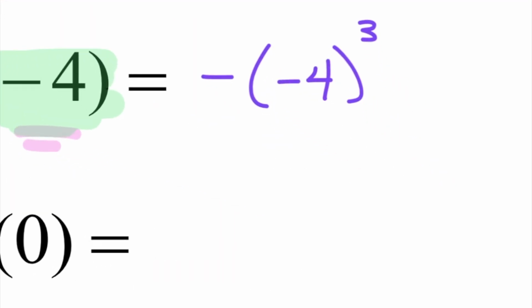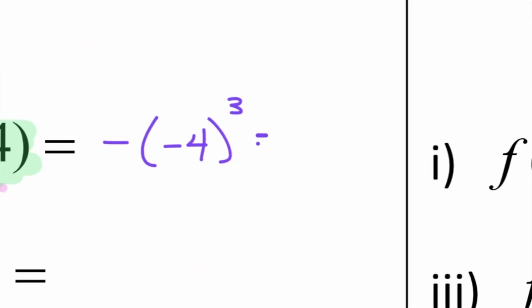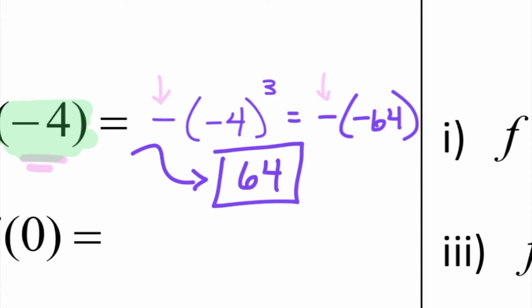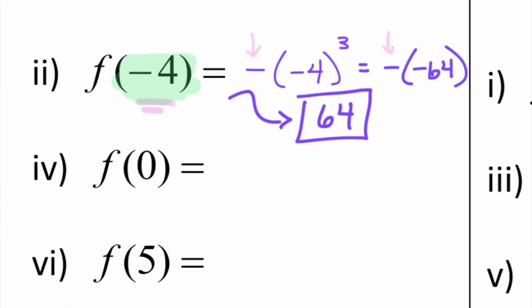But negative 4 cubed is negative 64. So when you cube a negative number, you get a negative answer. But I still have that negative that I started with, and so your answer to that whole problem is just going to be positive 64. Make sure you track with where all those negatives went.